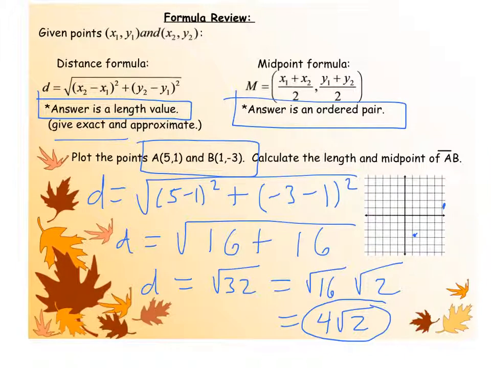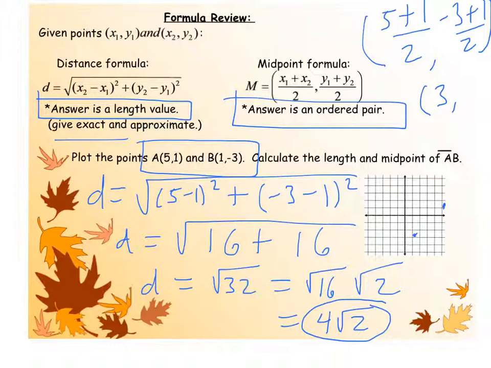Last piece we'll touch on here is midpoint. I'm going to use the same 2 points here. The x's, I would average them. 5 plus 1. The y's, I would do the same thing. Negative 3 plus 1 divided by 2. 6 divided by 2 would be 3. Negative 2 divided by 2 would be negative 1. And there is my final answer.